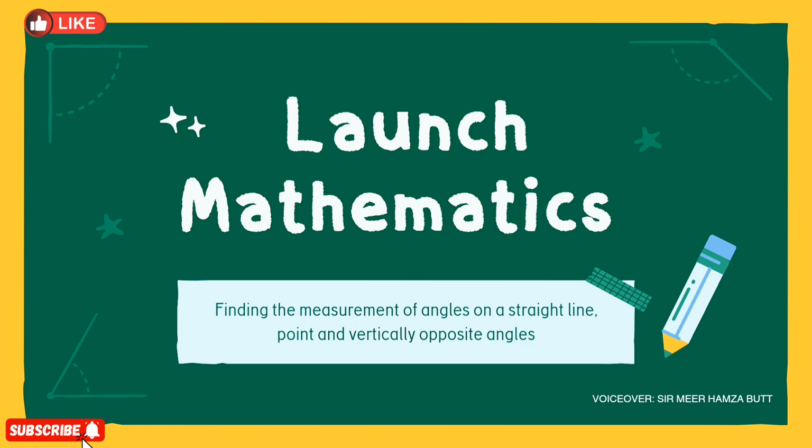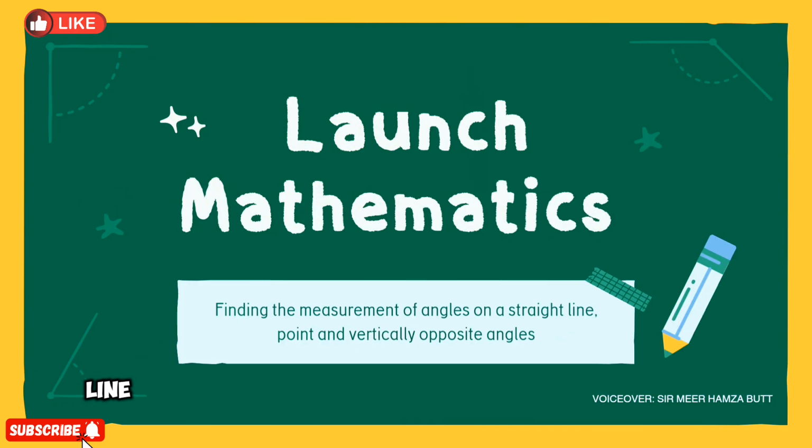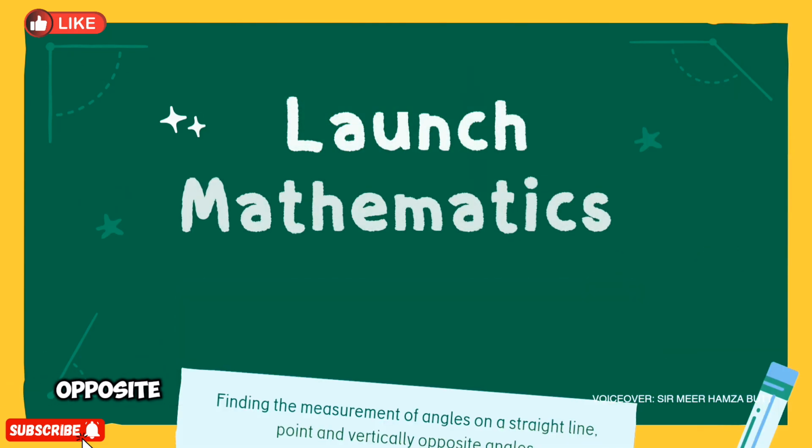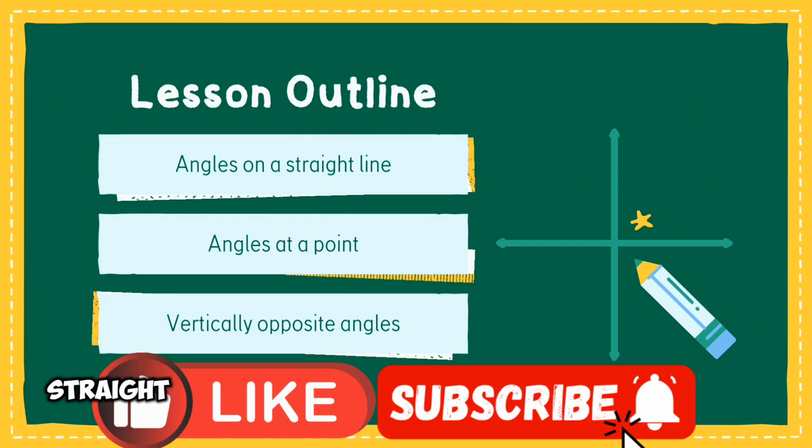Today we are going to explore two important concepts in geometry: complementary and supplementary angles, and finding the measurements of angles on a straight line, at a point, and vertically opposite angles. So today's lesson outline is angles on a straight line, angles at a point, and vertically opposite angles. Today we will study these concepts one by one.